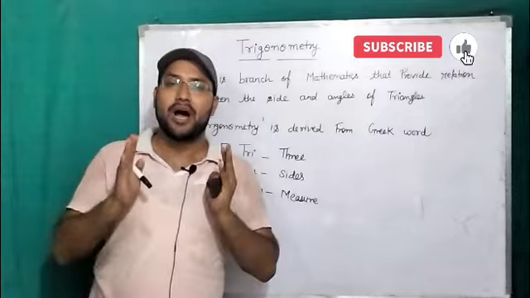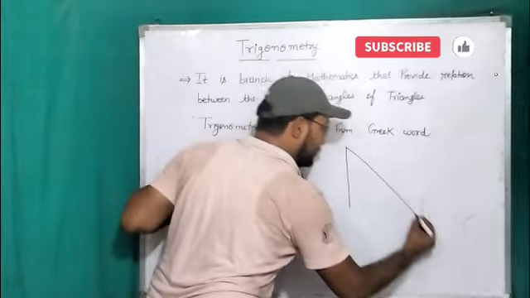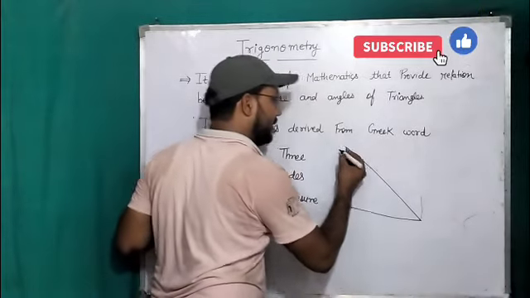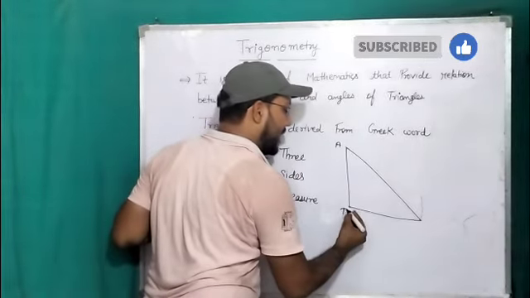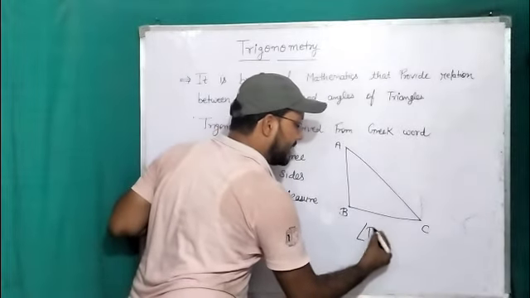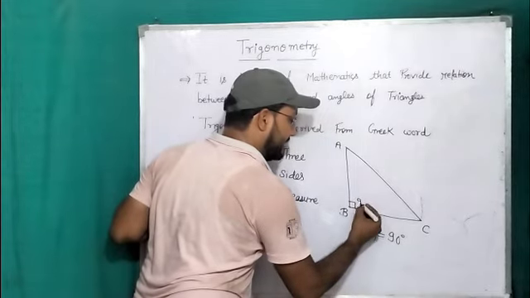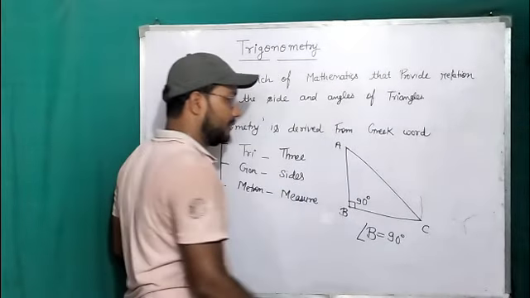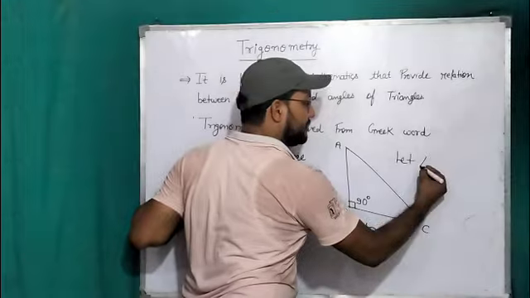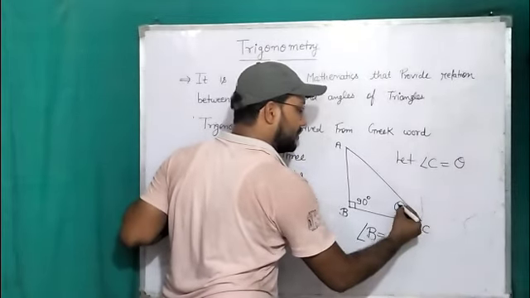Now I am going to draw a right angle triangle ABC, where angle B is equal to 90 degrees. So it is a right angle triangle where angle B is 90 degrees. Let angle C be equal to theta.